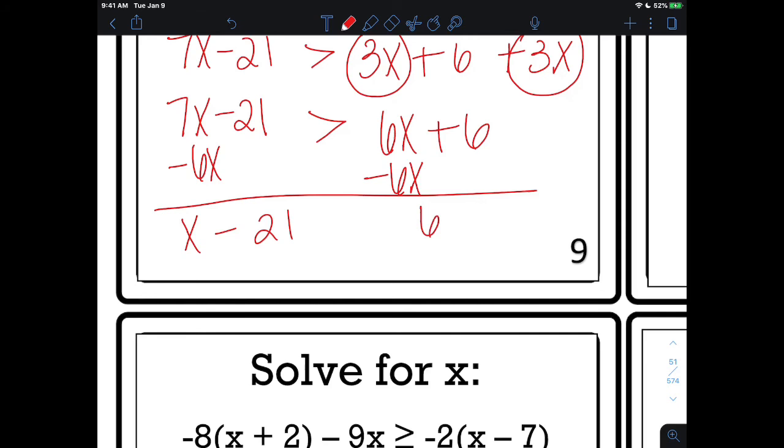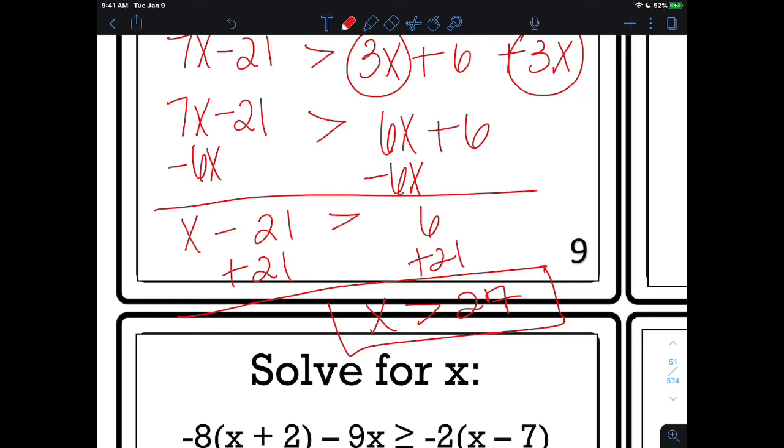Oh, and look at that. This is going to be an easy one. I'm not going to have to divide by anything. So did I multiply or divide by a negative number on both sides? Nope. Symbol stays the same. I'm going to do my exciting move. And I end up with a final answer of x is greater than 27.